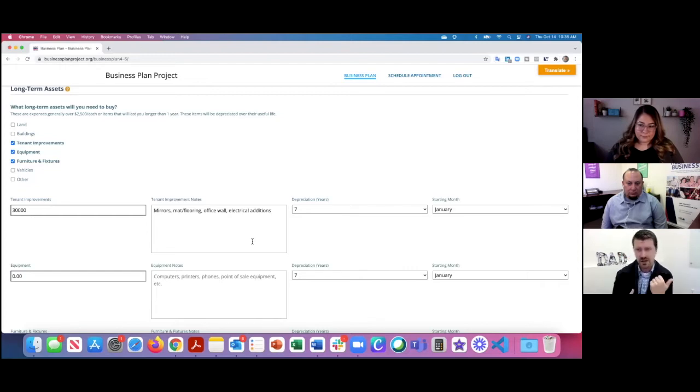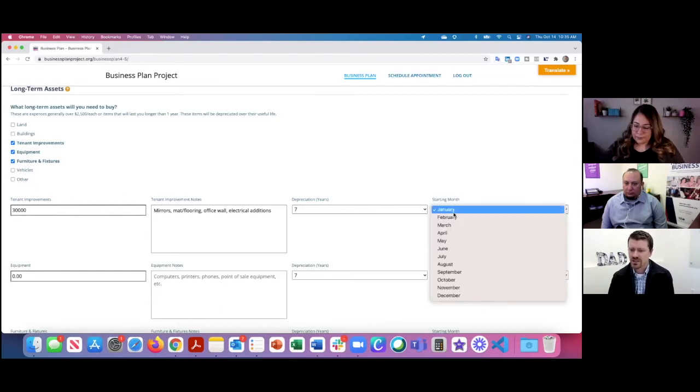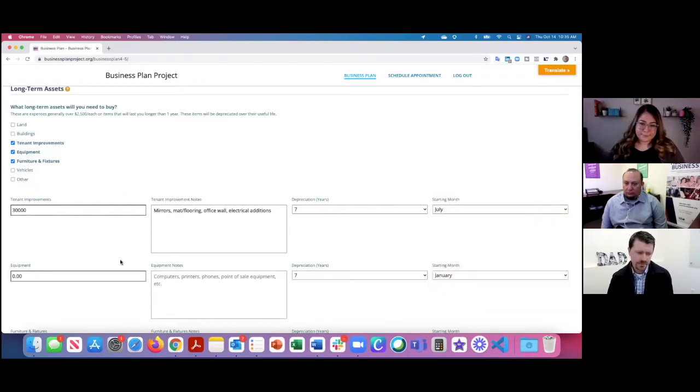Should I pay for it? Should the landlord pay for it? Who's going to pay for this? But you do want to keep a keen eye on it. And then you can generally probably write it off over the life of the lease, and when are we going to start this depreciation? So let's say we're starting this business in July.